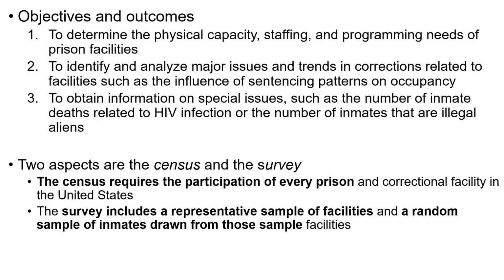There are two aspects to the NPS. You have the census and you have the survey. The census requires participation of every prison and correctional facility in the United States. Everyone participates in the NPS. The survey includes a representative sample of the facilities and a random sampling of inmates from those facilities. And that's where we gather the data from, is from the surveys.